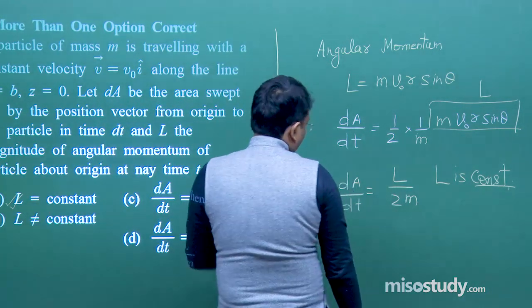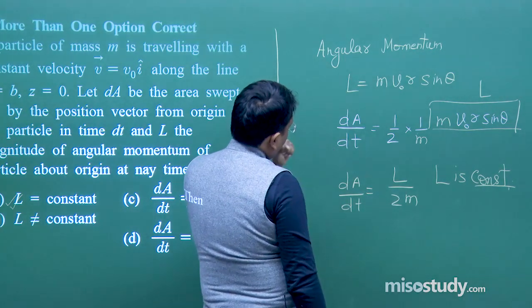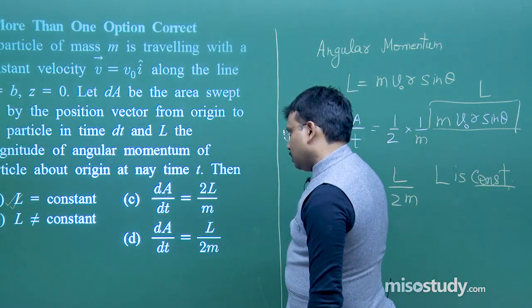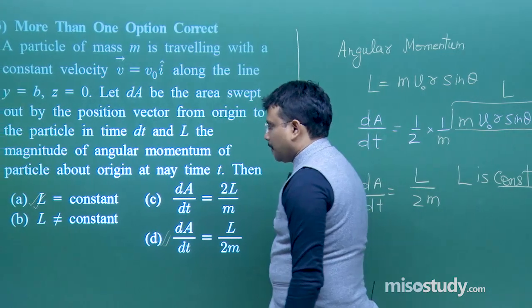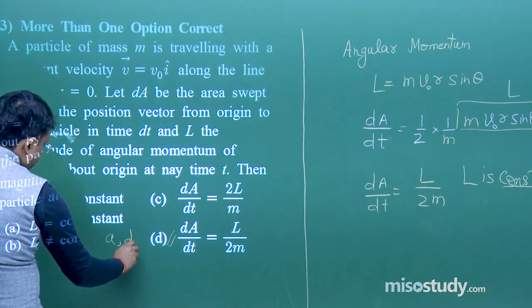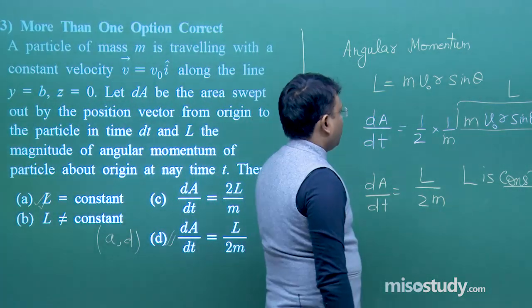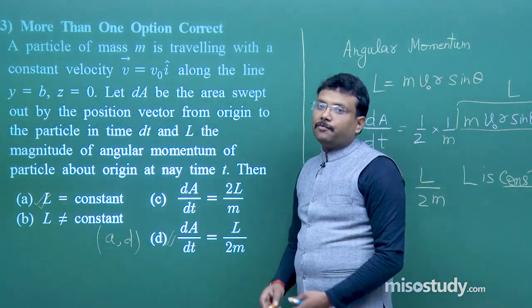Another is your dA by dt, which is going to be how much? It is going to be L upon 2m. So 2L, L upon 2m, D is the correct option. So there are two options correct in this particular question. The question was fundamental, basic, but yes, up to some extent some visualization was required.